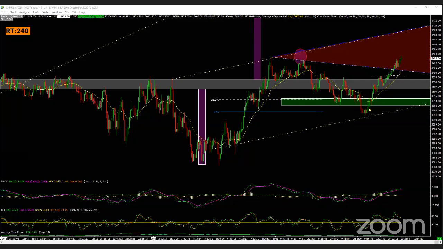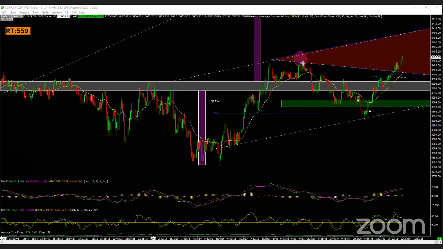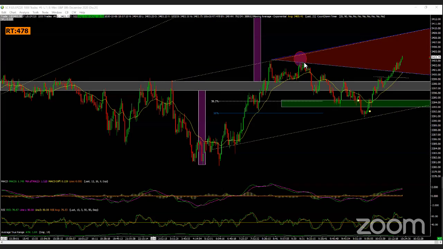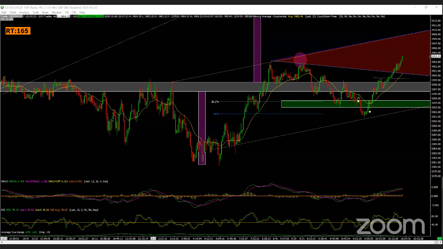Almost looks like it's getting into a melt up situation. All right, so we close the loop, right? We close the loop right here. So what's going to happen?